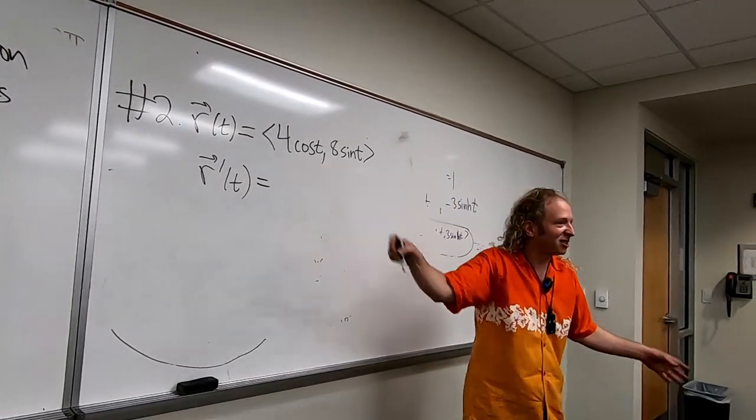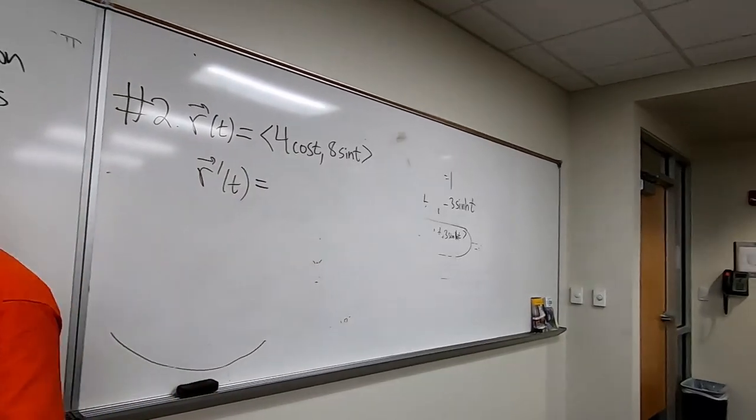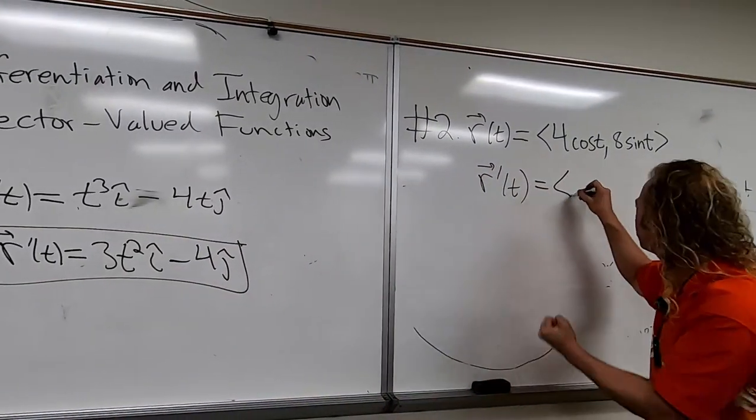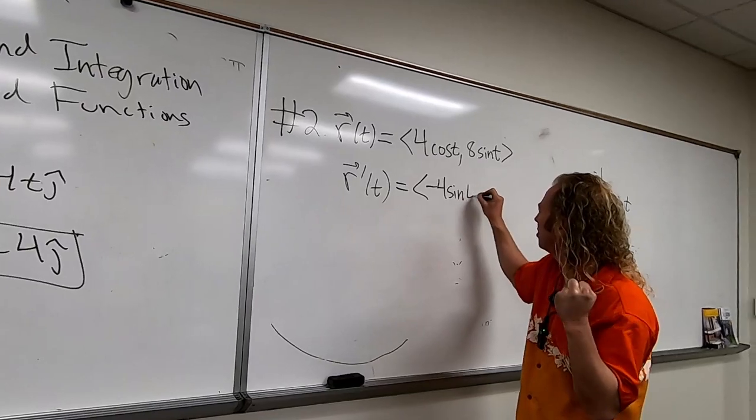We've never done it in this class. Do you all know what the derivative of cosine is? Negative sine. Good. You know stuff.